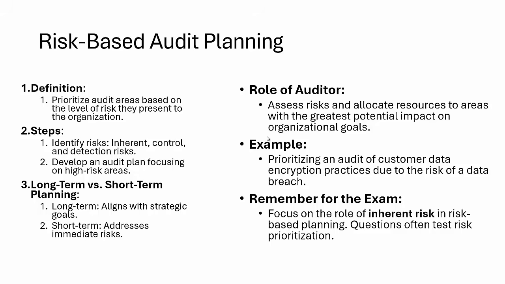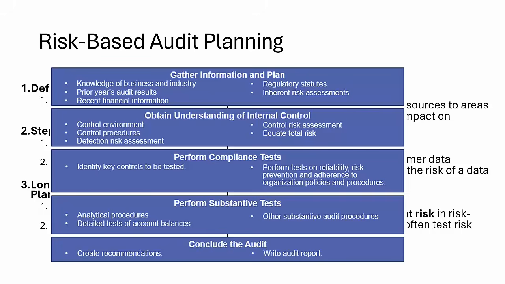So we have a sequence here. The first step is we gather the information and plan, where we gain knowledge of the business, industry, prior audit results, recent financial information, and regulatory status. Then we obtain an understanding of the internal control environment, control risk, detection risk assessment, and the control risk assessment equations. Then we do the compliance test, absence and presence of control, then the substantive test, where we do the analytic procedures and all that.